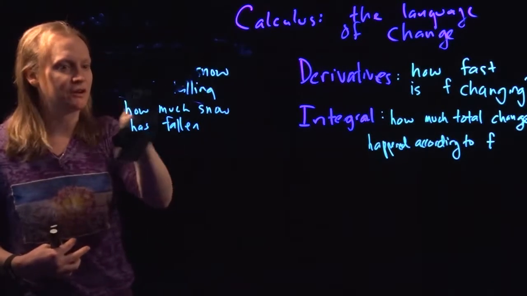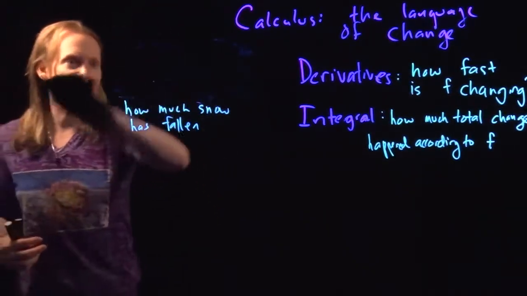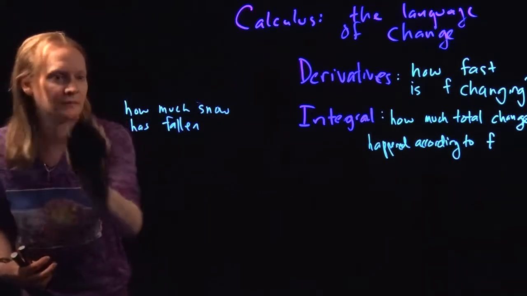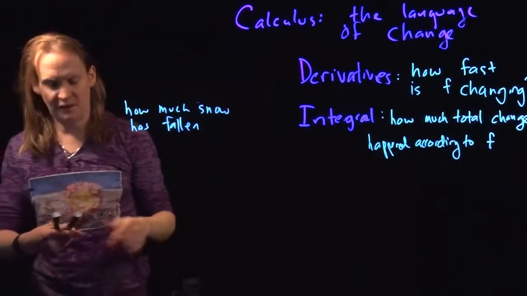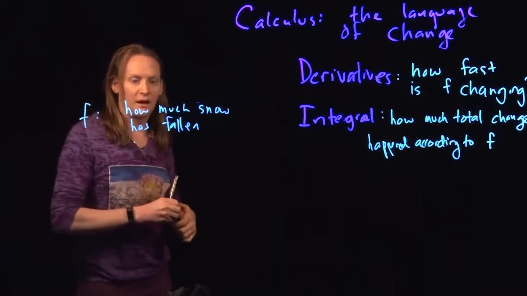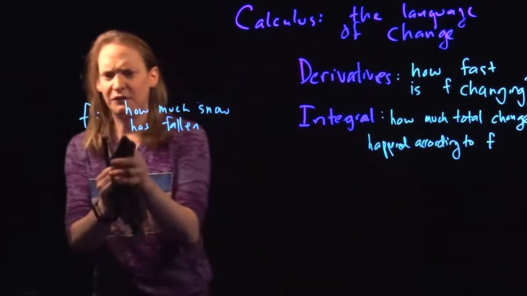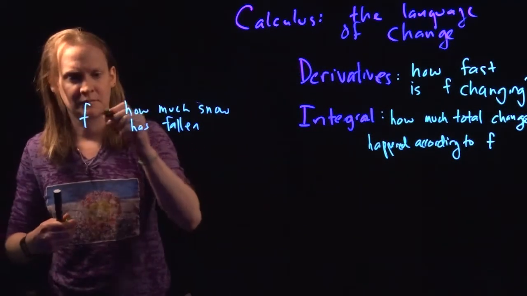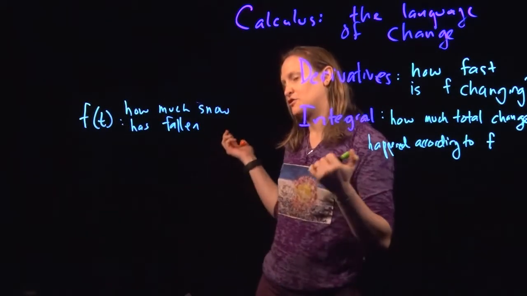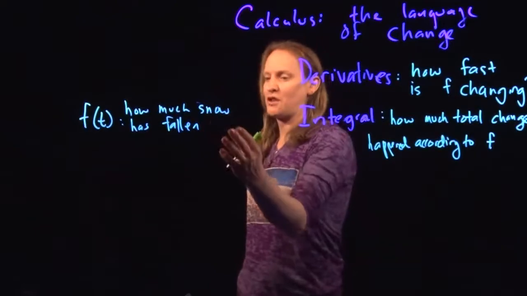So what we're going to do is let our function f be the thing that's easier to measure. So f is going to indicate how much snow has fallen. That's our function f, and it's a function of time. So f is a function of time, f of t. We'll make that time dependence explicit. It measures how much snow has fallen.